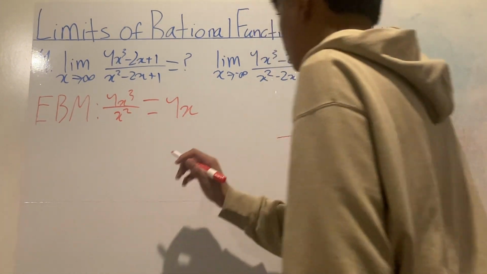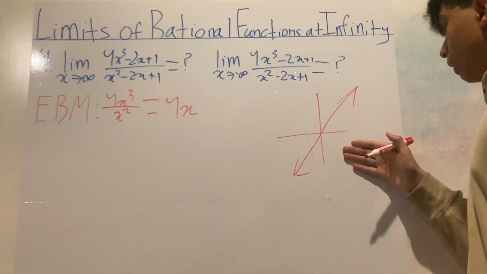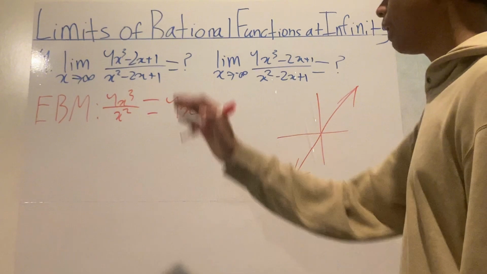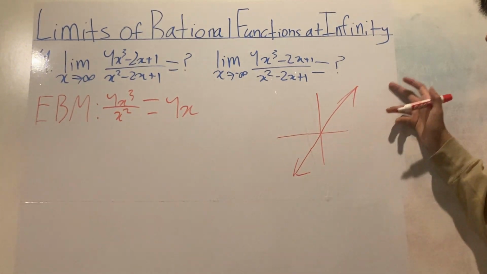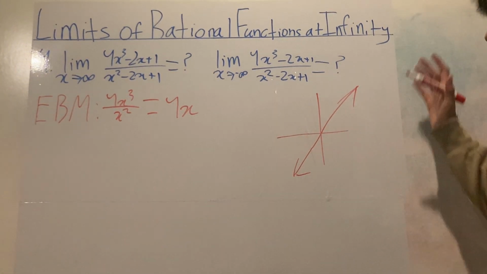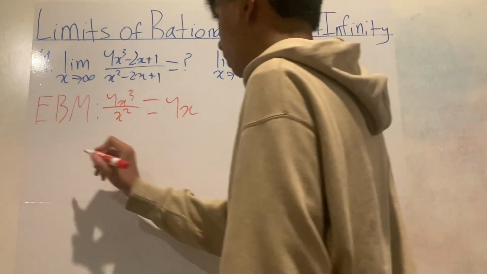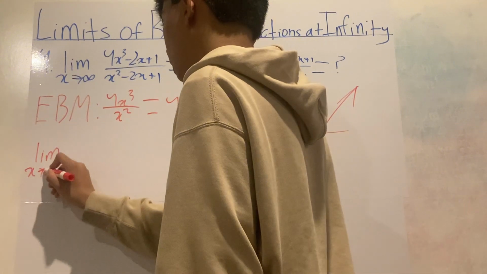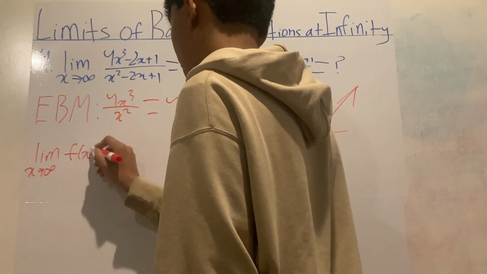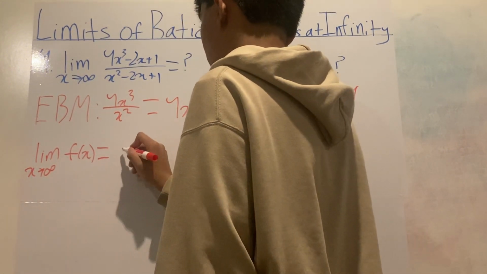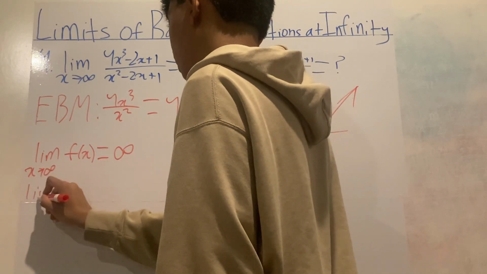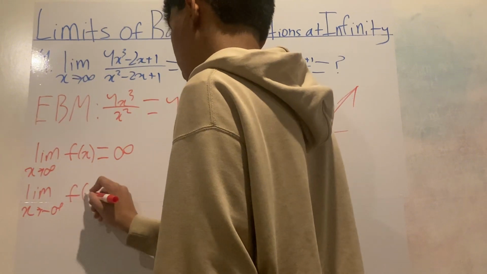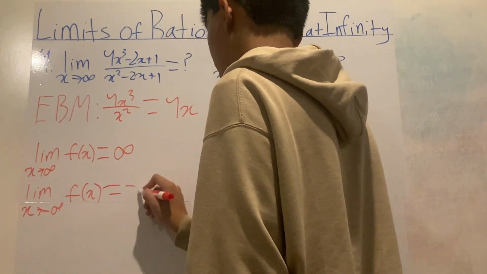So as you can see, when x approaches negative infinity, all the way down here, this is going to go to negative infinity. And when x approaches infinity, this is going to go all the way to positive infinity. So you can just say that the limit as x approaches infinity of f of x equals infinity, and the limit as x approaches negative infinity, this time it's not the same, it equals negative infinity.